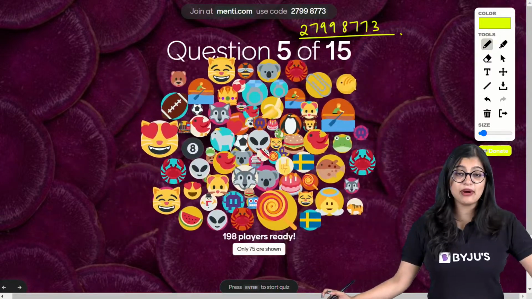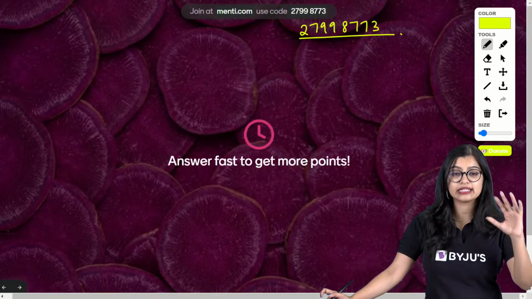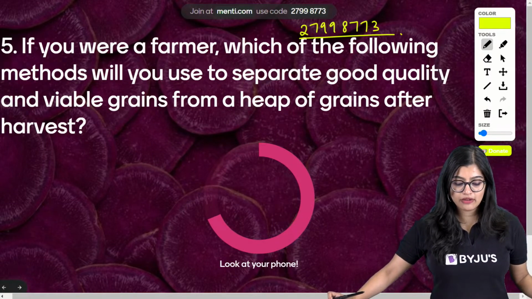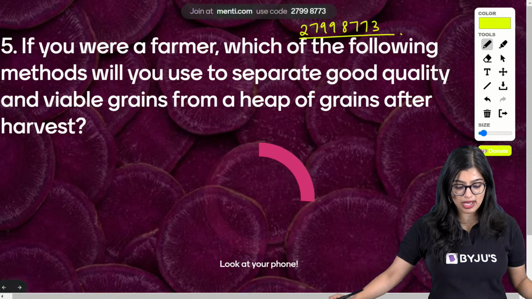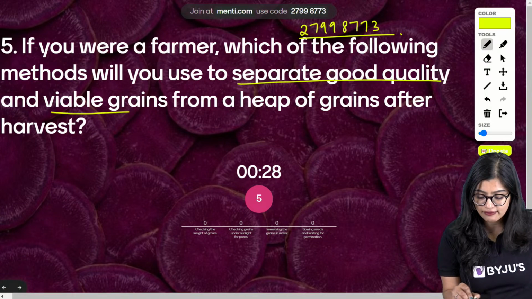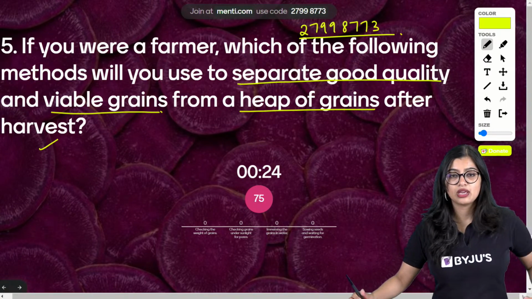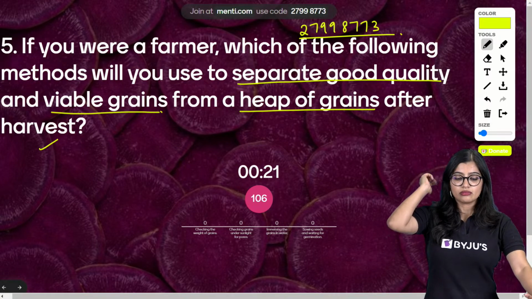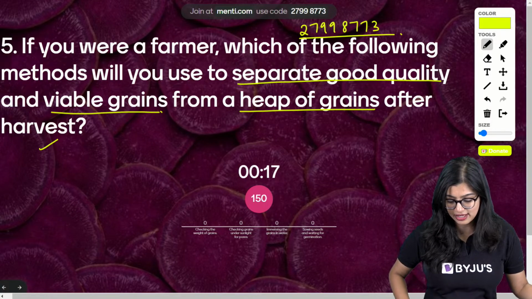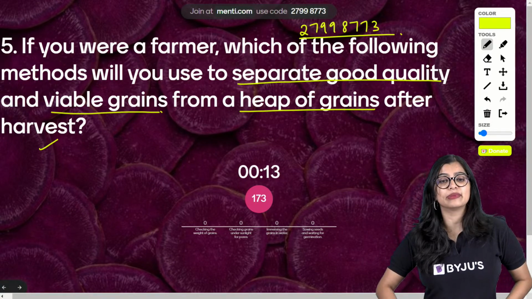Okay. Question number 5, everybody. Question number 5 on your screens now. Yes, we'll do Lakshmi Singh. If you are a farmer, which of the following methods will you use to separate good quality and viable grains from a heap of grains after harvest? Okay. What will you do? Will you check the weight of the grains? Will you check the grains under sunlight? Will you put them in water? Or will you sow seeds and wait for germination?